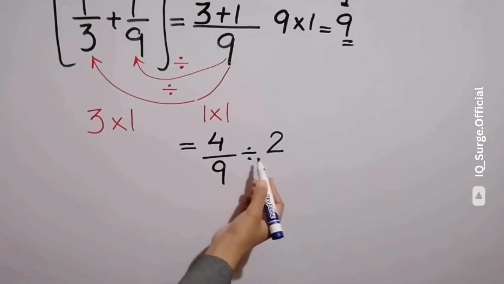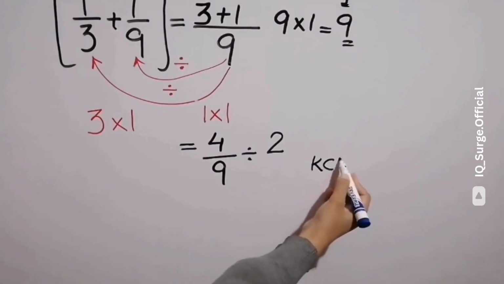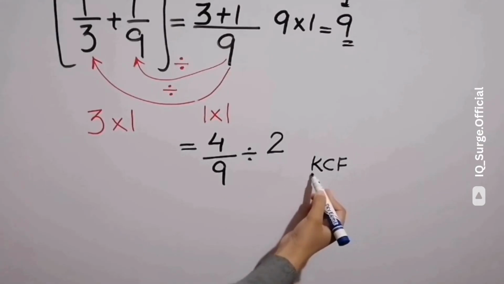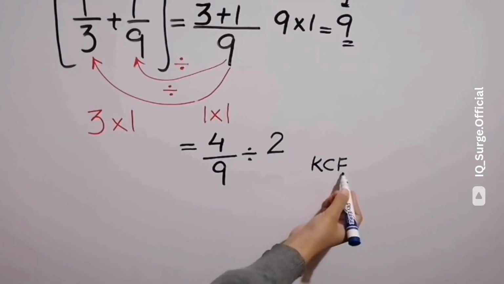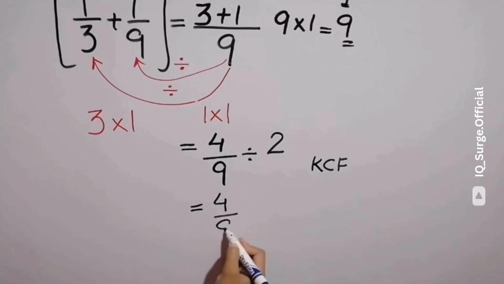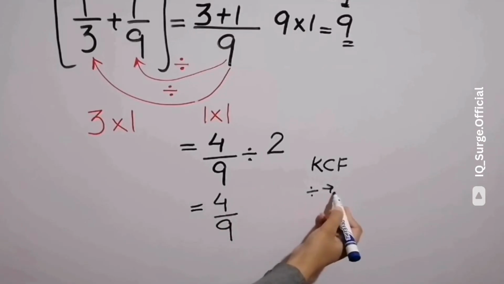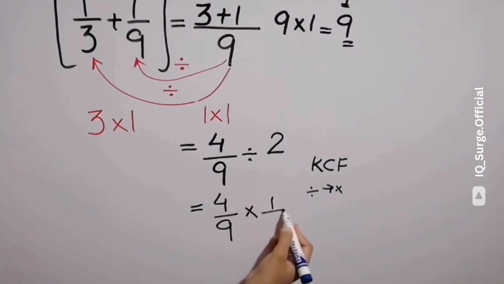Whenever we see a division sign between two terms, the best thing to do is to apply the KCF rule. K stands for keep. C stands for change. F stands for flip. Now according to the KCF rule, keep the first fraction as it is. Change division into multiplication. And flip the second fraction. It becomes 1 over 2.